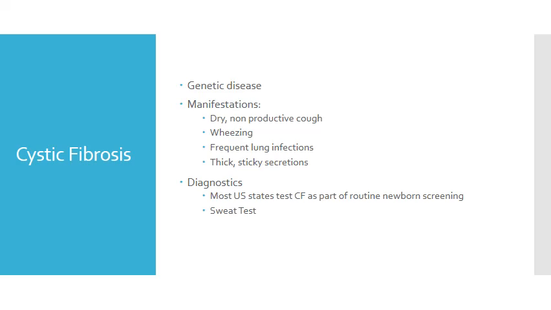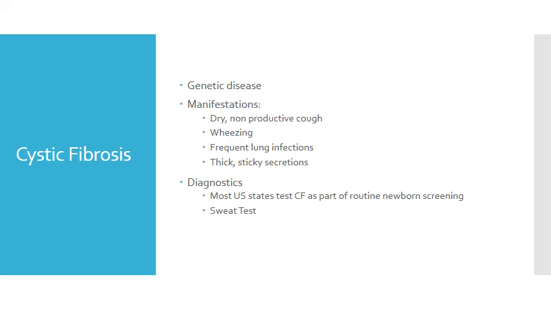What do we normally see for manifestations? So it's going to vary widely, and it depends on which organ system is involved. You can have cystic fibrosis and have no involvement with your lungs or your digestive system, and maybe it just affects your reproductive system and you struggle with fertility.